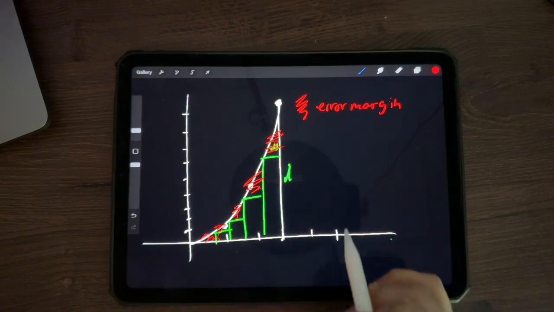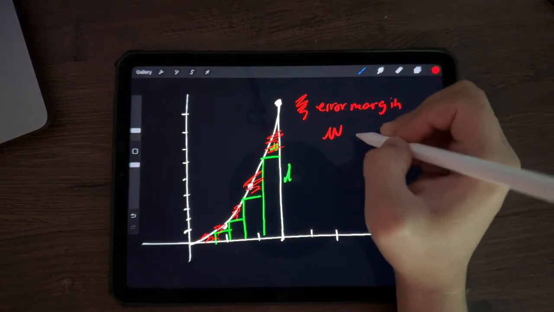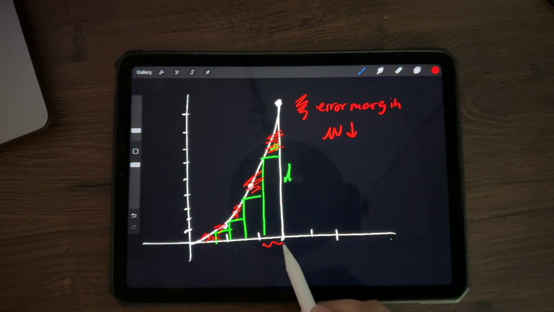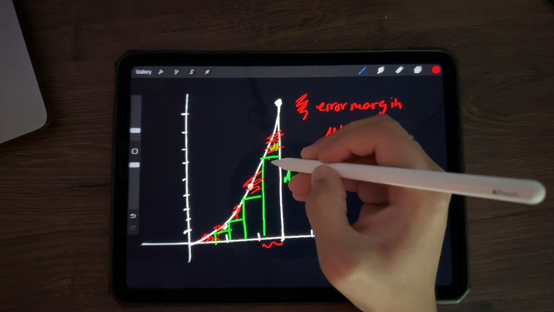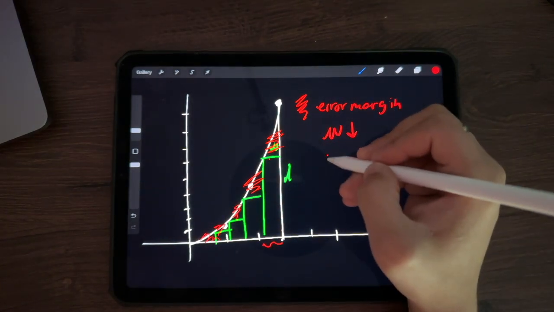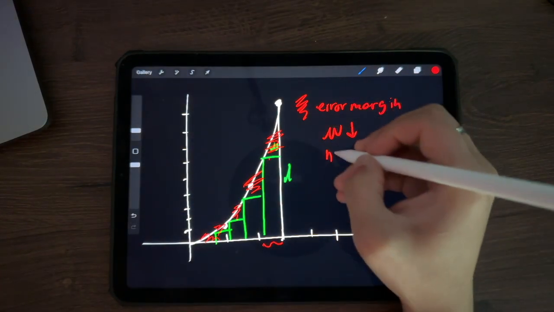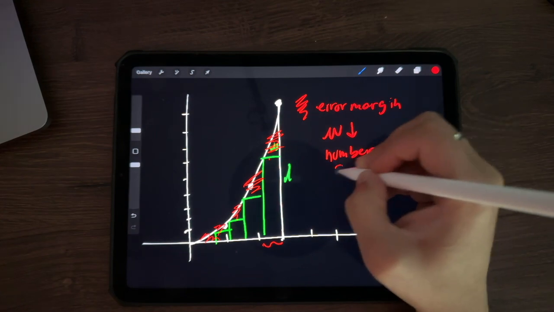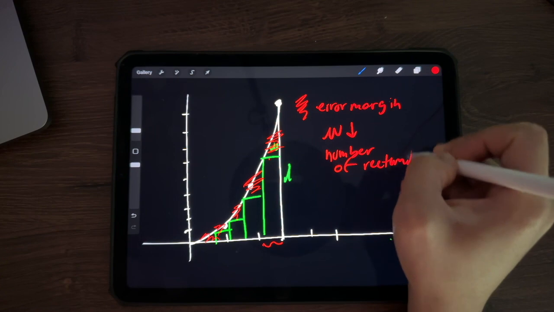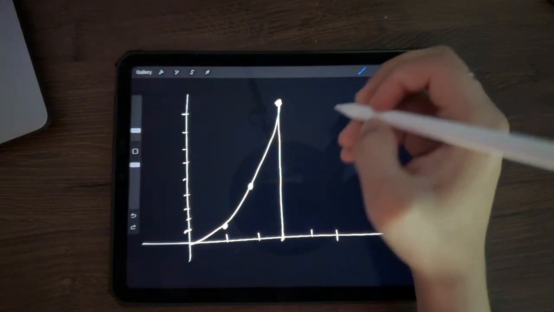And one way to reduce the red is by making the width smaller. If we make the width of our rectangles smaller, we'll be able to fit in more rectangles. So the less width we have, the more rectangles. Okay, so now we're going to make smaller rectangles, right? So we're going to decrease the width.